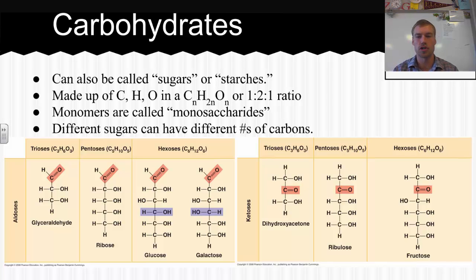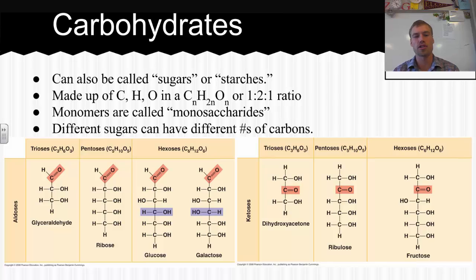Carbohydrates many times are known as sugars or starches. These are made up of carbon, hydrogen, and oxygen exclusively. There are no other elements found. And generally, they're going to be in a 1 to 2 to 1 ratio or something very close to it. There are carbohydrates that don't follow this 1 to 2 to 1 ratio specifically. Monomers are a lot of times called monosaccharides or single sugars.